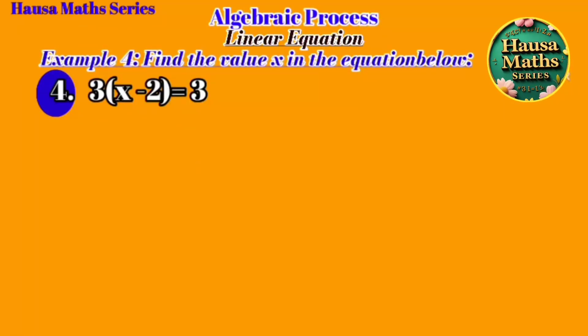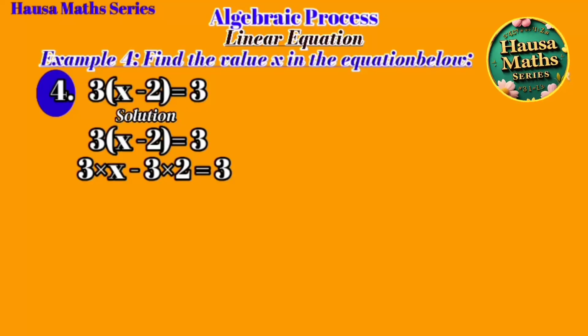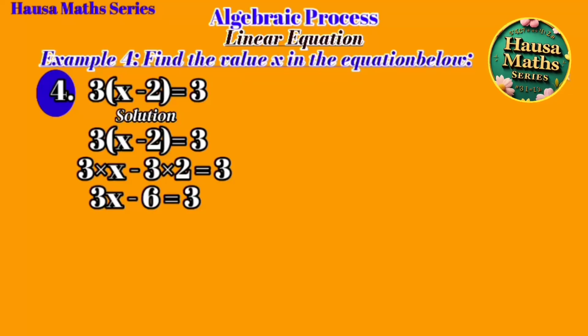Now let's take the next example, number 4. Example 4. Find the value of x in the equation below. Let's see this one. We are going to expand it first before we can solve it. Now 3 in open bracket, x minus 2 is equal to 3. We need to expand what is in the bracket. We are going to multiply the coefficient outside the bracket, 3, by what is inside the bracket.